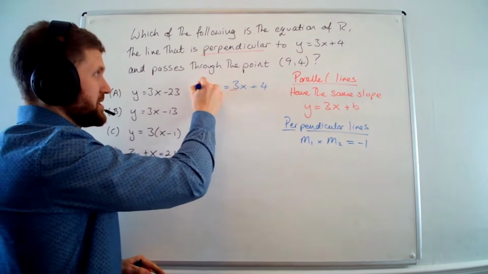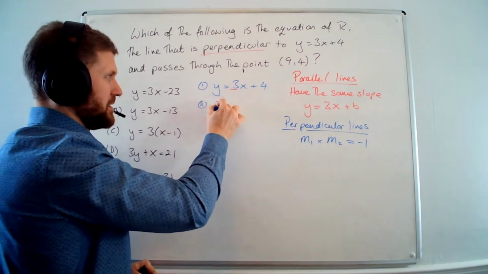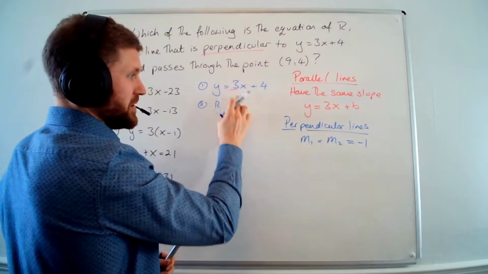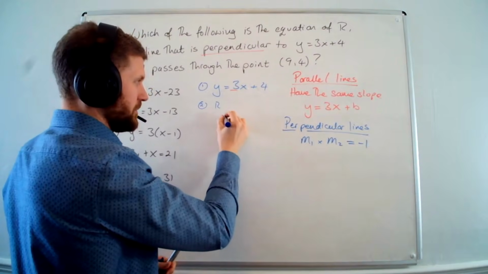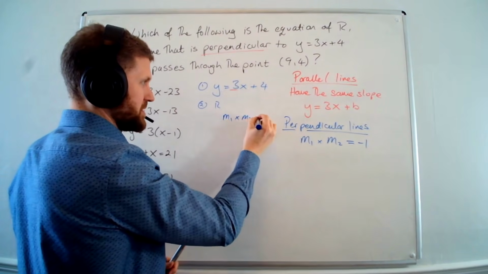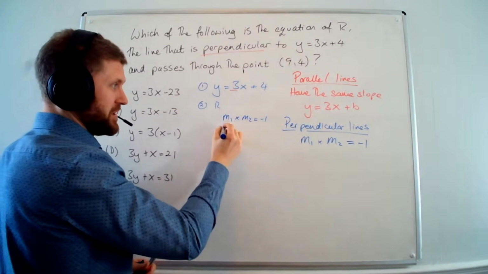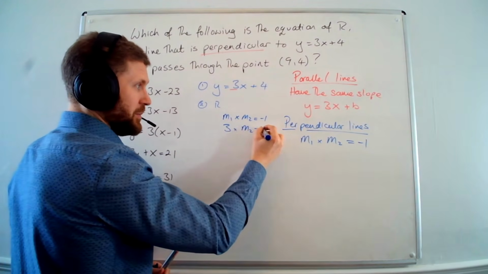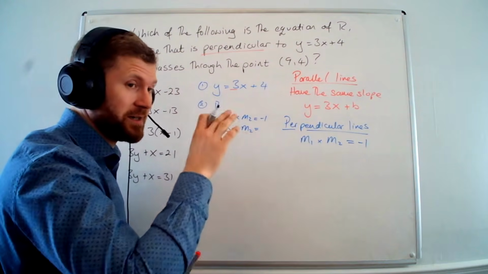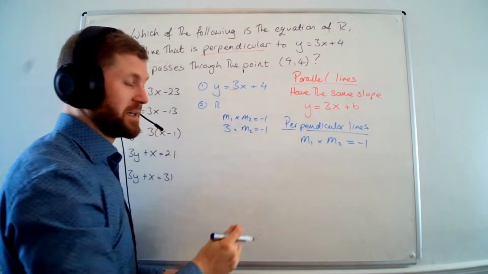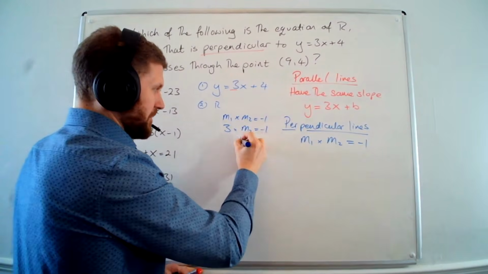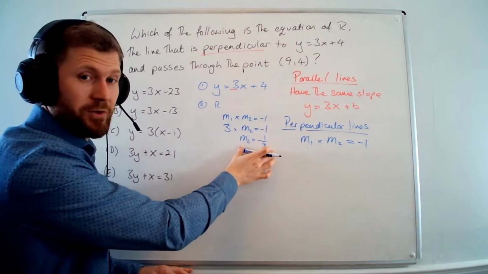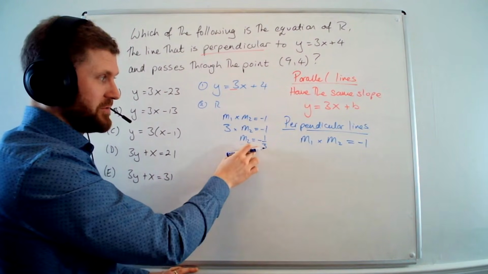Well, if I call this equation 1, and I call r equation 2, then using this, I can say the slope of line 1 is going to be 3. So m1 times m2 is going to equal -1. The slope of line 1 is 3. I don't know what the slope of 2 is. That's the bit I want to find. And because I know they're perpendicular, that's going to equal -1. So from that, I can rearrange to find m2. That's -1 over 3. And so I know the slope of my line r is -1 over 3.